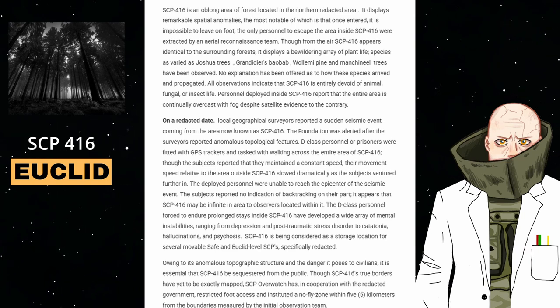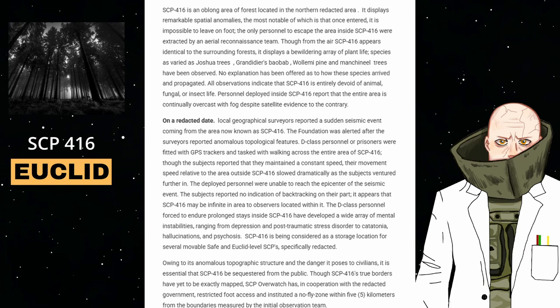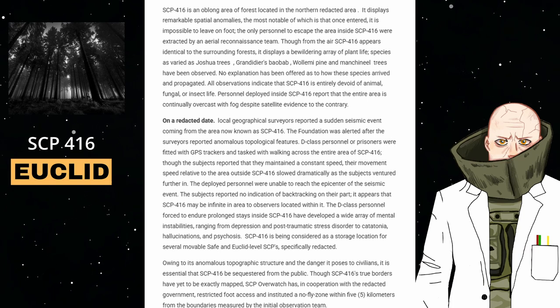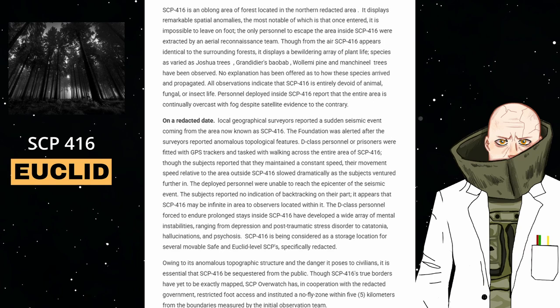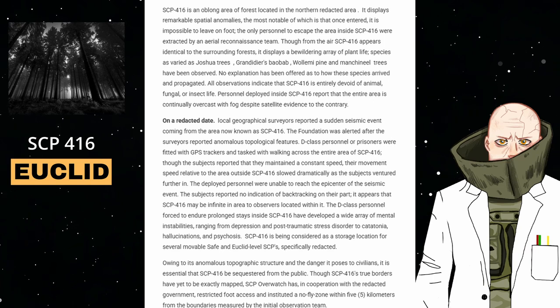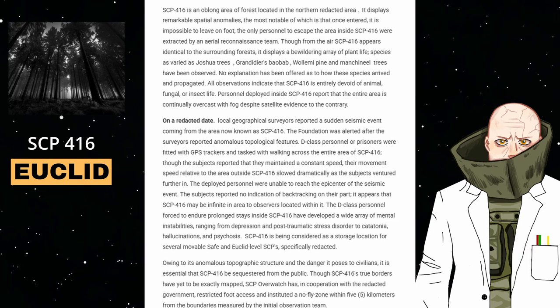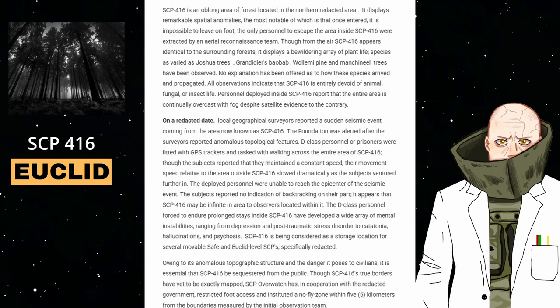The D-class personnel, forced to endure prolonged stays inside 416, have developed a wide array of mental instabilities, ranging from depression and post-traumatic stress disorder to catatonia, hallucinations and psychosis. 416 is being considered as a storage location for several movable, safe and Euclid-level SCPs, specifically redacted.